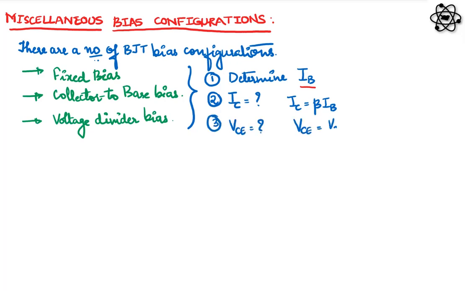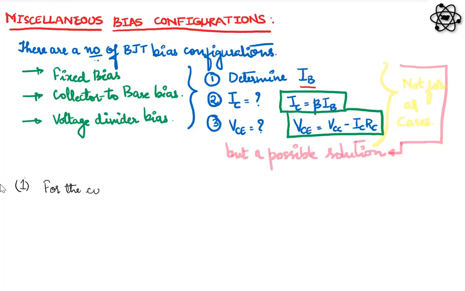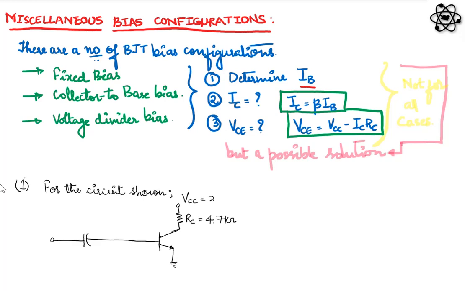But not all the configurations which are outside this box will follow the same path or same flow of computing the values of current and voltage. So basically, if you are given any type of circuit, you should be able to compute the required value of current and voltage by applying suitable KVL, that is the Kirchhoff's voltage law and current law, to the input part and the output part of the circuit. So let us solve a few numericals and see how this works.